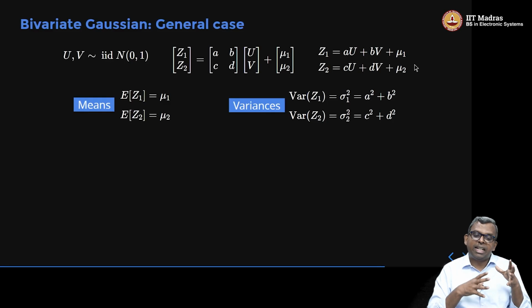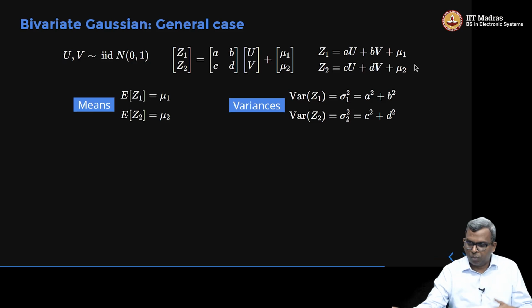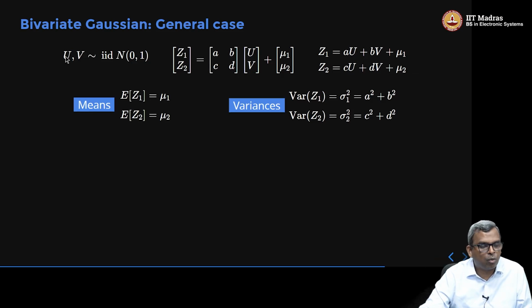We saw the bivariate case, the simple case where it was a simple combination of u and v, and now we are going to see the bivariate Gaussian case where it is more general. Notice what we are going to do here. We are going to have once again u, v being IID normal 0, 1. So these are independent, and Z1, Z2 is going to be a linear combination, but both Z1 and Z2 are going to be linear combinations.